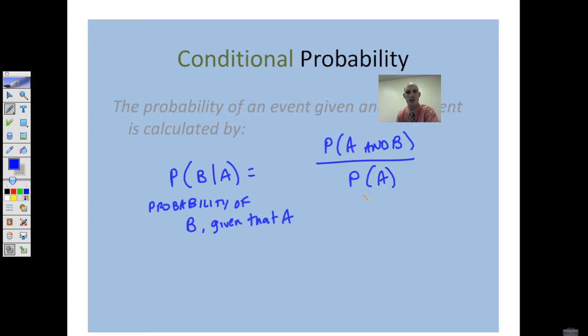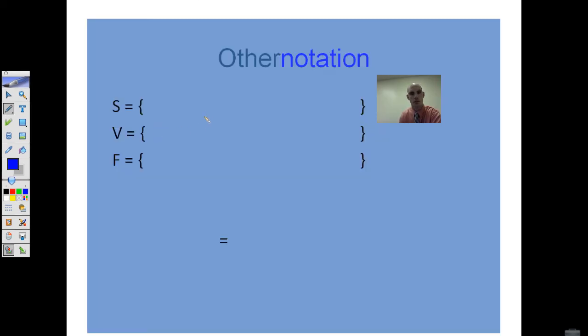Well, what this means is the probability of A and B happening together. So that would be flu and vaccine. And from the previous example, the probability of A would be the probability of vaccine. Okay? We'll see how this looks mathematically in just a minute. Let's talk about another way to write this.